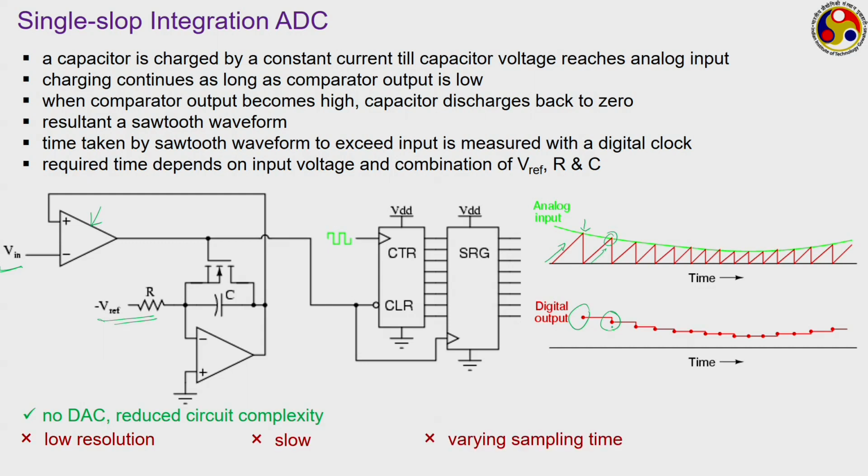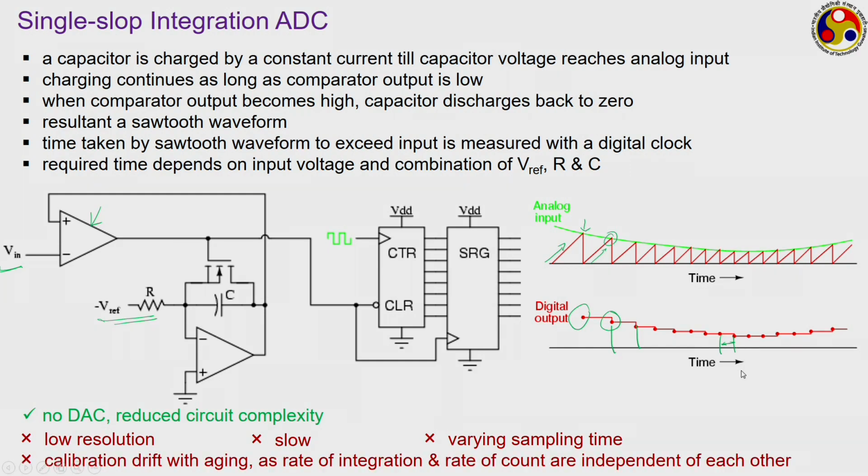You can clearly see here, this is the sampling interval, where the sampling interval is much slower in this case. So, it has varying sampling time, and another problem can be the calibration drift with aging, as the rate of integration and the rate of the counter are independent of each other. That is, as it is continuously used, the capacitance values etc. may change, thereby severely affecting the output of this.